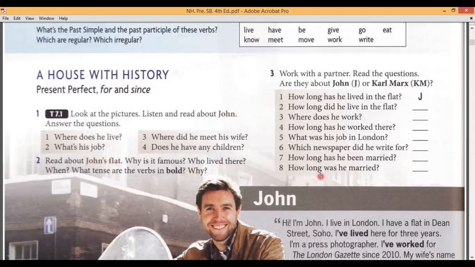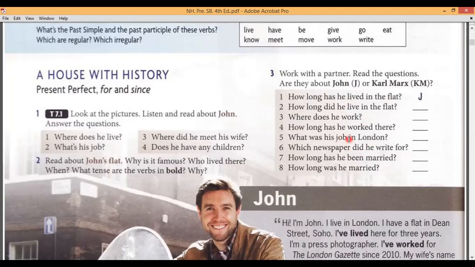So yesterday, you know that there are John and Karl Marx. Because John is still alive, that's why you use present perfect and also present simple. While Karl Marx, he lived a long time ago and he's dead now, so that's why you use past simple. So can you ask and answer the questions about John and Karl Marx?